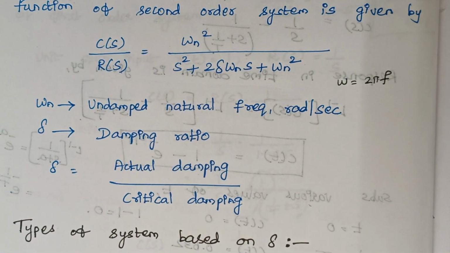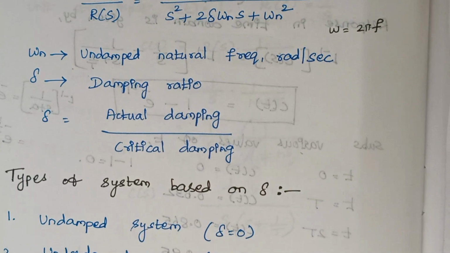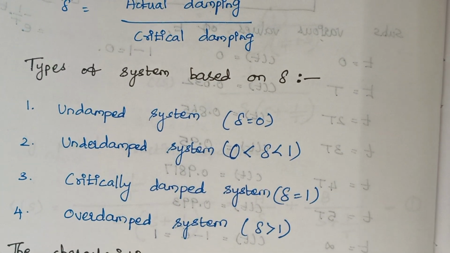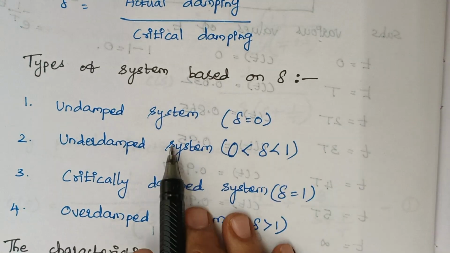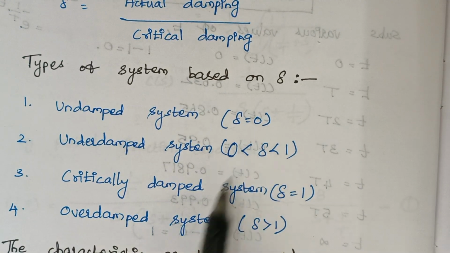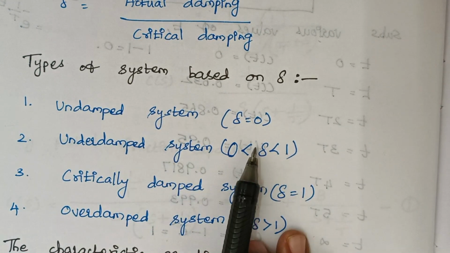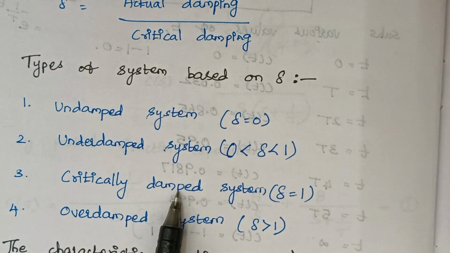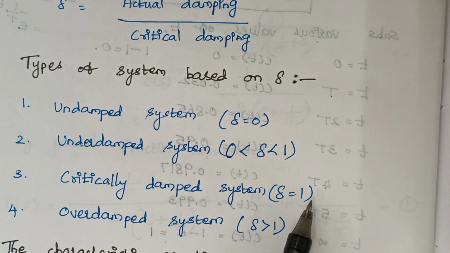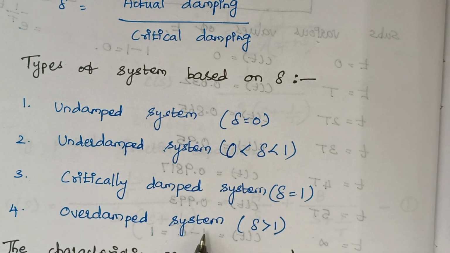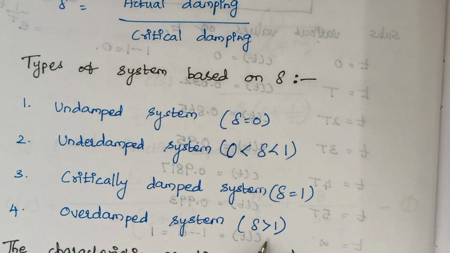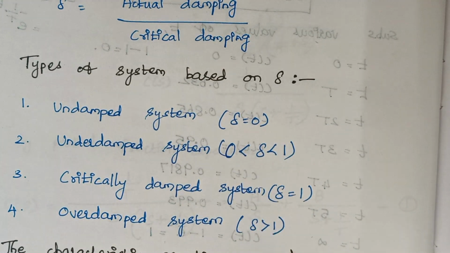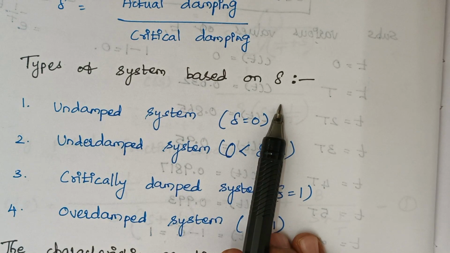And based upon zeta, the systems are broadly classified into 4 types, and they are undamped system, where the value of zeta is equal to 0, underdamped system, where the value of zeta lies between 0 and 1, critically damped system, where zeta is equal to 1, and overdamped system, where the value of zeta is greater than 1. Right, so these are the 4 types of system based on zeta.